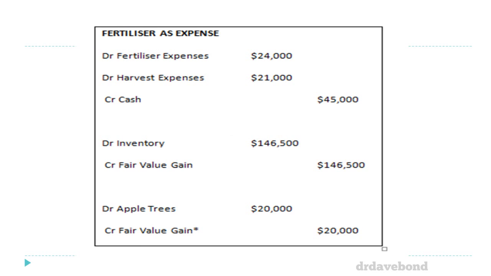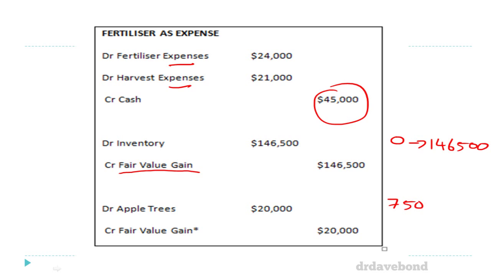So if we expense these out, expenses, we've talked about those two amounts. We've got cash of $45,000. Inventory goes from 0 to 146,500, so we debit inventory that amount. We credit, now I had revenue in your sheets, but I think some sort of fair value gain fits better because we've gone from 0 to 146,500. And the apple trees have gone from 750 to 770. So we've gone up by 20. That's all that we've done.